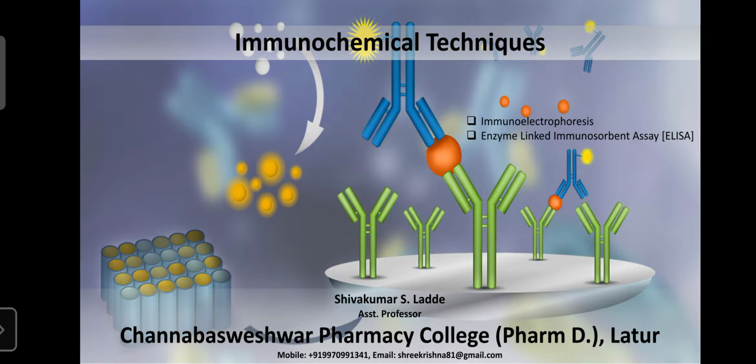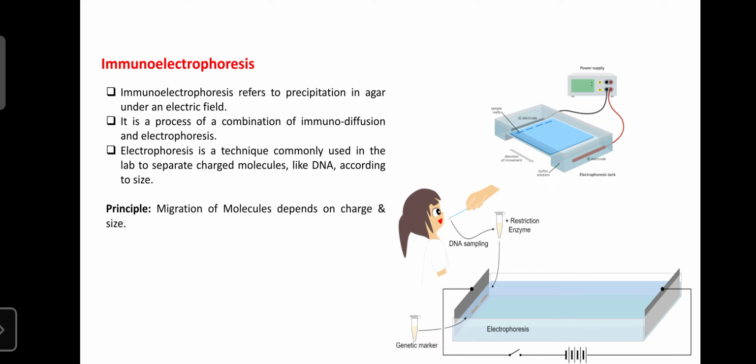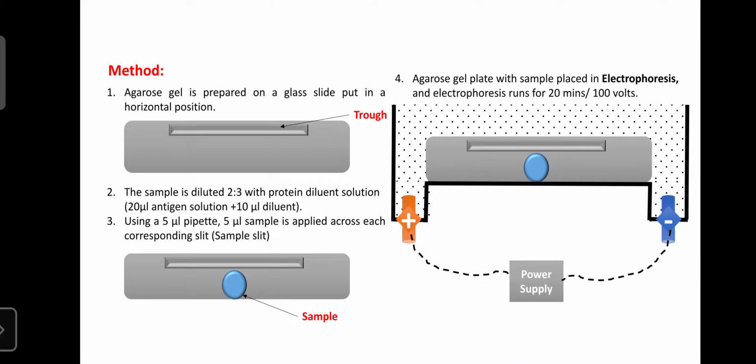So, dear students, already in the last class we learned about immunoelectrophoresis. This is the typical structure of immunoelectrophoresis. It mainly consists of the movement or migration of molecules on the basis of size or charge. The molecules are separated by a diffusion method, and after that they are detected with the help of electrophoresis. That's why it is known as immunoelectrophoresis. So this is the method.